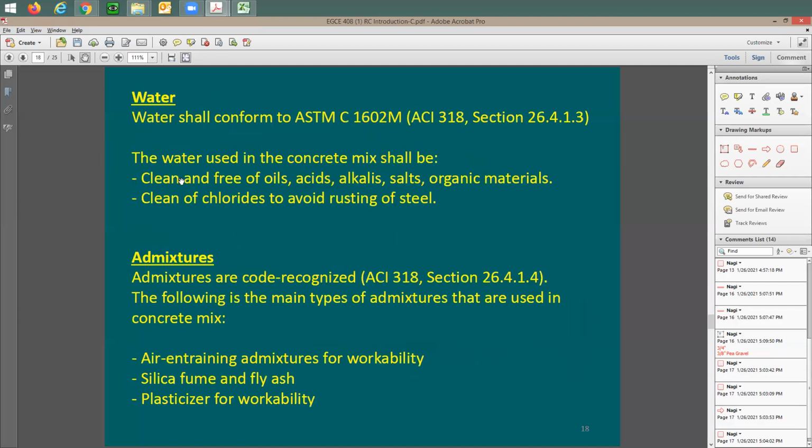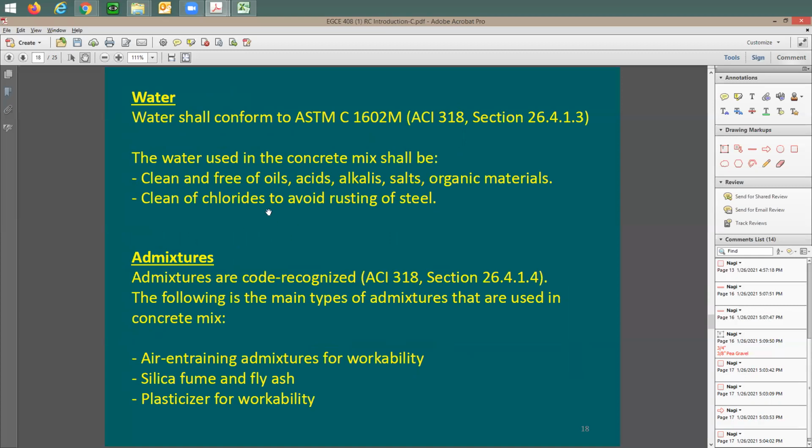We went through this concrete weight already. Now the water. You cannot just mix with any water. You need to be sure that the water is good for drinking. This is usually the test that they say. If you can drink it, it means it is good for concrete mix. But the code, of course, doesn't say that.